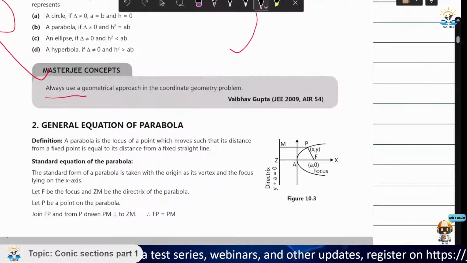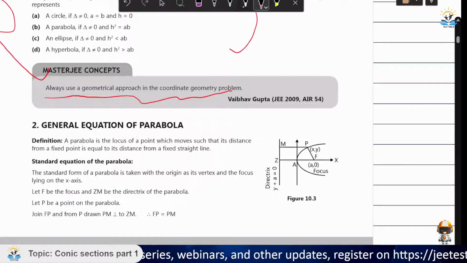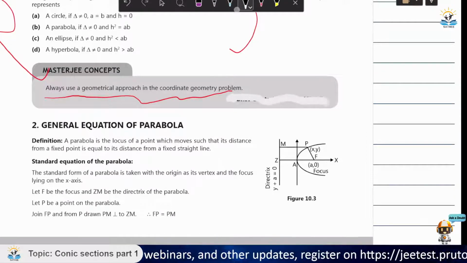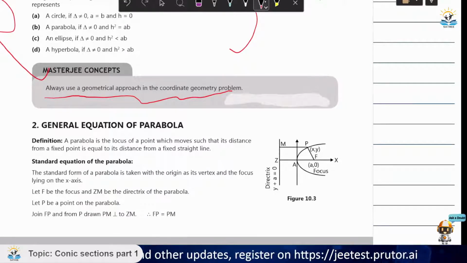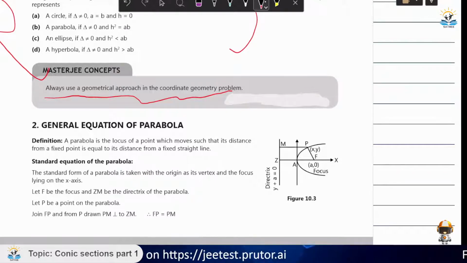This is also my suggestion to you guys: always try to use geometry while solving. It is very helpful when you apply geometry. It gives you a stronger perspective of solving the question, where you have to go, how you apply the equations, and what part of the equation you might be lacking.